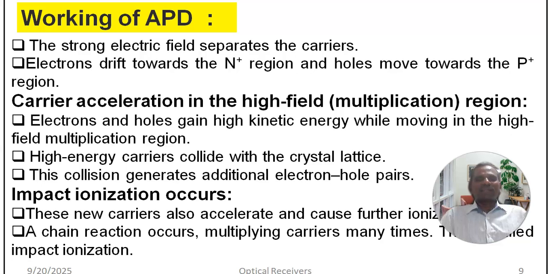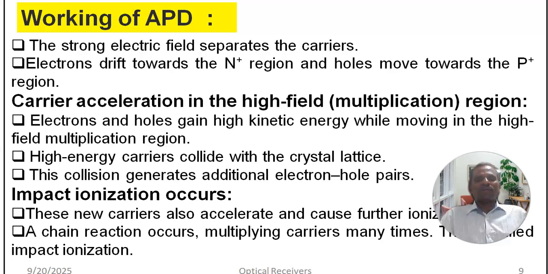Next is carrier acceleration in the high field, where the multiplication process takes place. The electrons and holes have high kinetic energy while moving in the high field. Here the multiplication process takes place. The electrons, with this energy, collide with the crystal lattice, which generates more electron hole pairs. So one electron will hit the crystal lattice and make 2 electrons, 2 will make 4 electrons, 4 will make 8 electrons. It is a continuous process, and this process is called impact ionization.